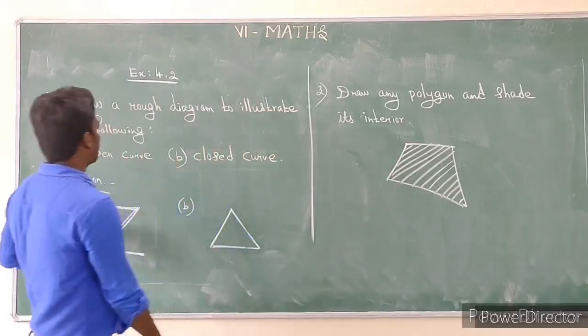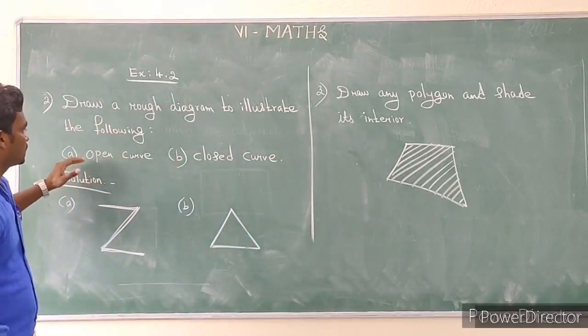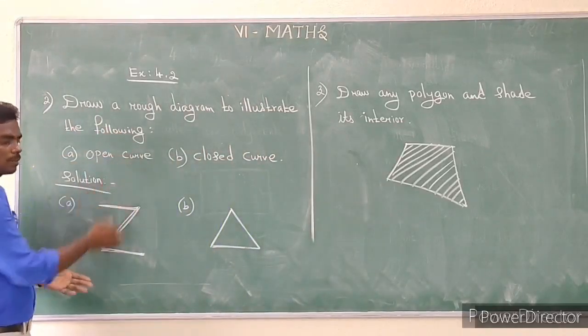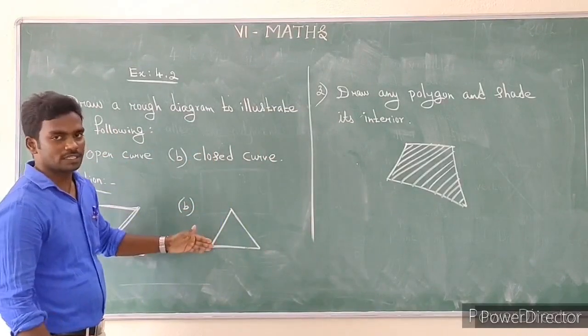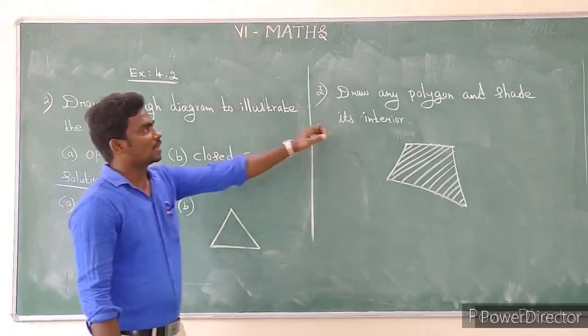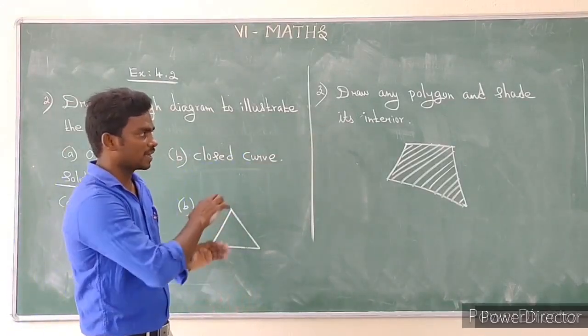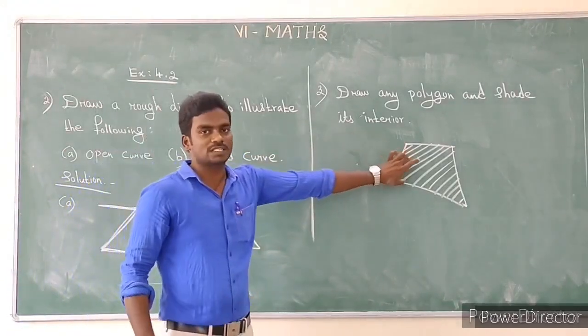So first one, you can draw any open curve. Second one, you can draw a closed curve. Third one, draw any polygon. You can draw any polygon and shade its interior.